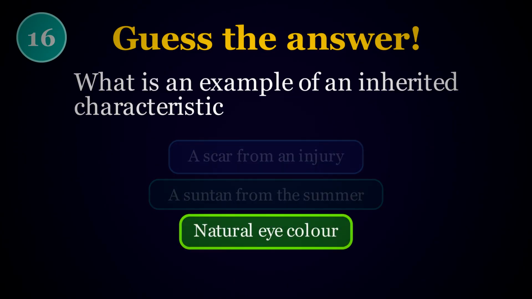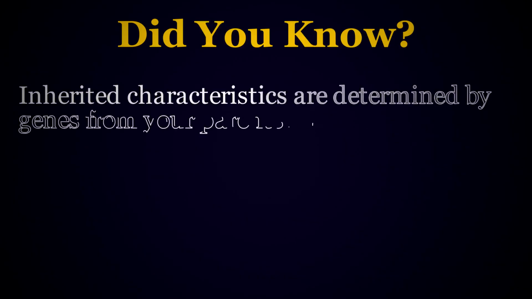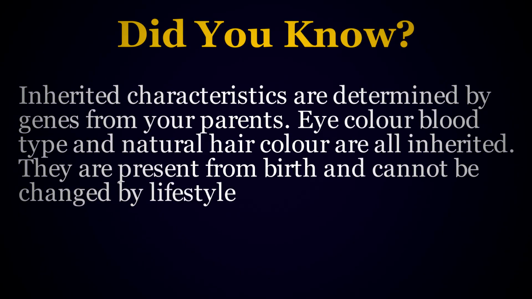The correct answer is natural eye color. Let's learn something new. Inherited characteristics are determined by genes from your parents. Eye color, blood type, and natural hair color are all inherited. They are present from birth and cannot be changed by lifestyle.